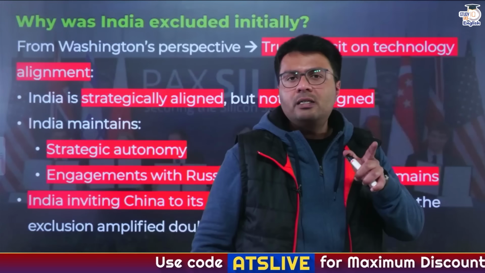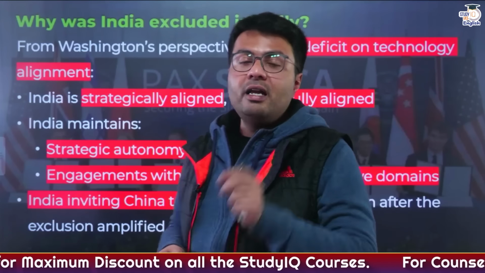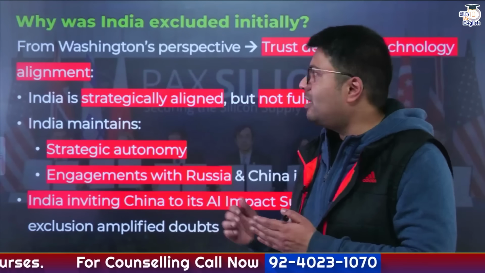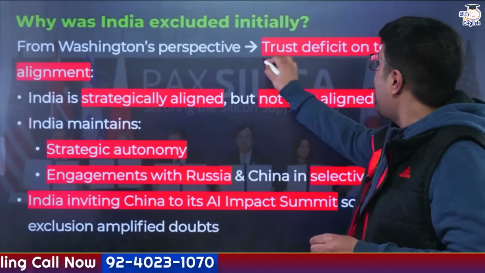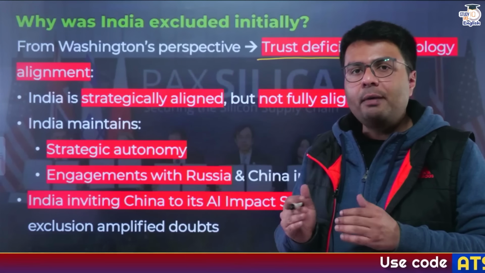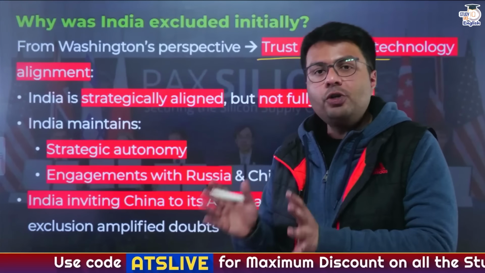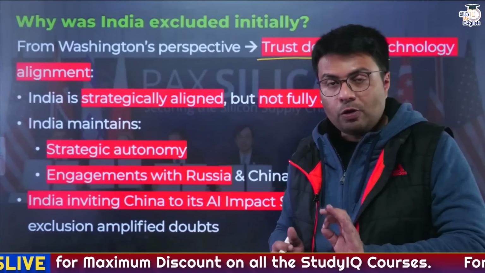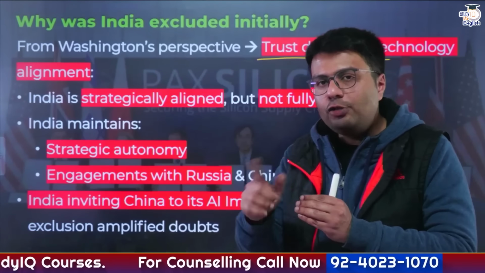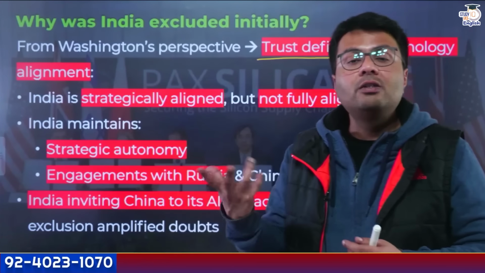Now, you need to understand what were the key reasons that led to exclusion of India initially when this Pax Silica initiative was formed. Now, there were multiple reasons. Many people say that from Washington's perspective, they have a trust deficit when it comes to technology alignment with India. You need to understand India subscribed to a kind of foreign policy which adheres to the principle of strategic autonomy. India does not want to align itself with a particular country. Rather, it takes issue-based alignments with whichever power, like US, like Russia, whatever is good for India, right?